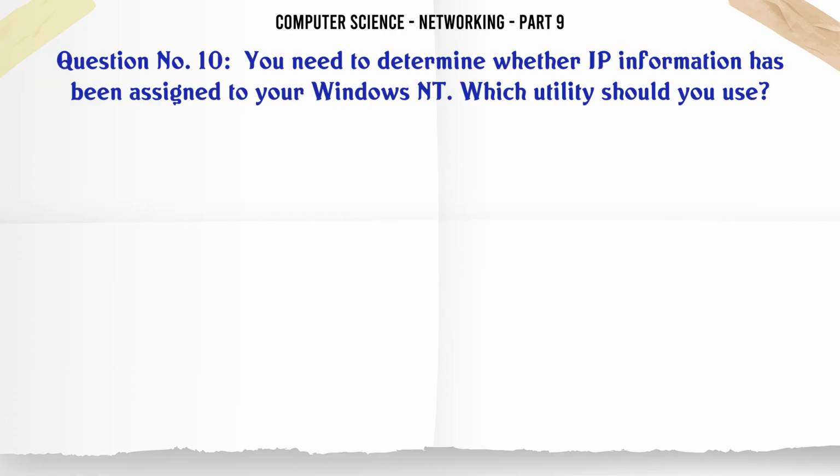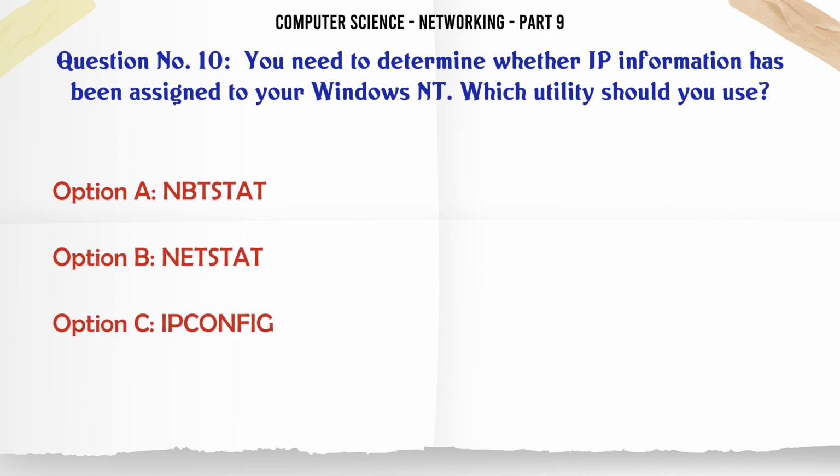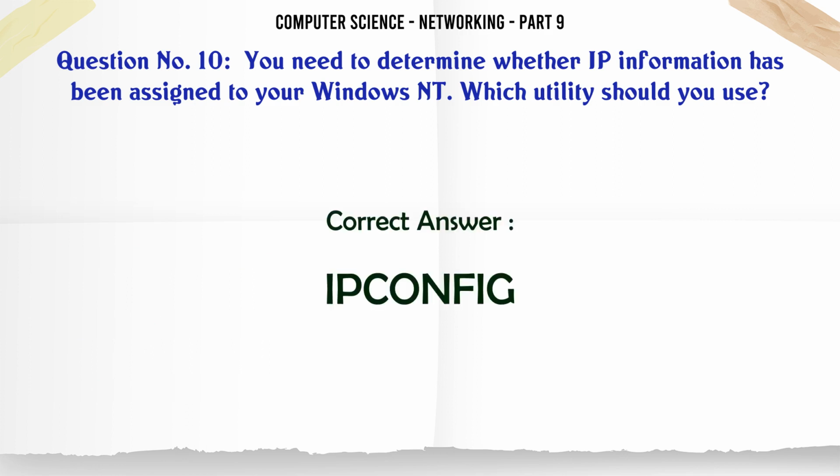You need to determine whether IP information has been assigned to your Windows NT. Which utility should you use? A. Netstat. B. Netstat. C. ipconfig. D. Ynipconf. The correct answer is ipconfig.